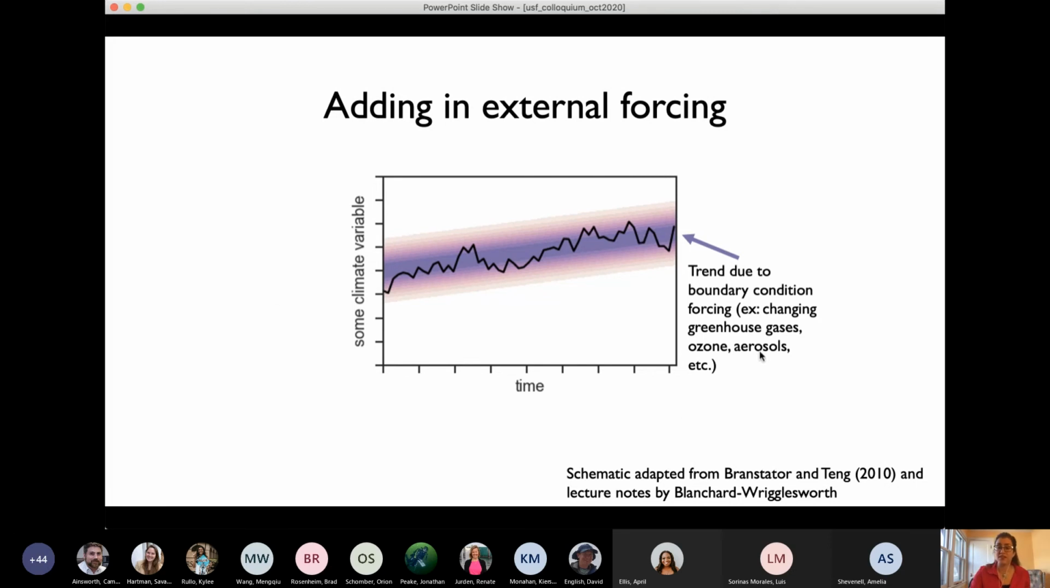And this is known as a projection if you only have this external forcing in here. This is what the IPCC writes about. This is what the Coupled Model Intercomparison Projects do. They have this whole spread of models that give you a climatology that's moving upwards. But let's add that other piece back in.